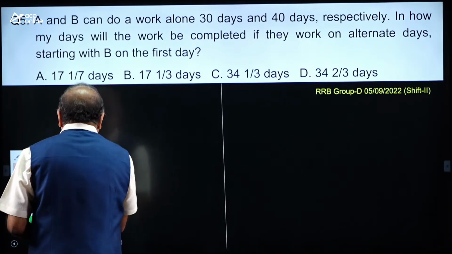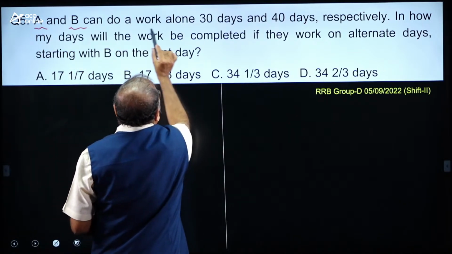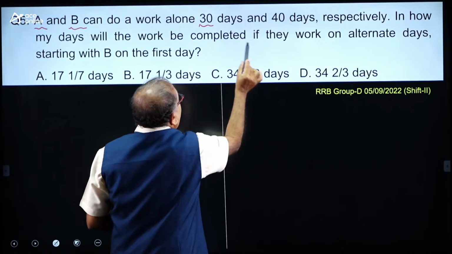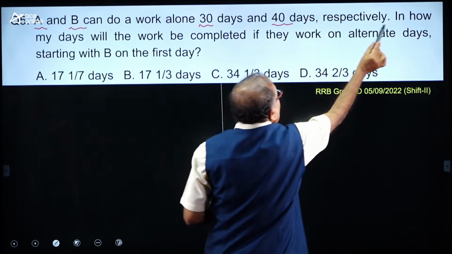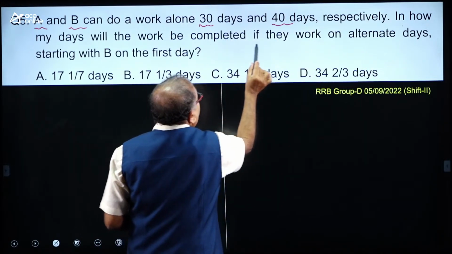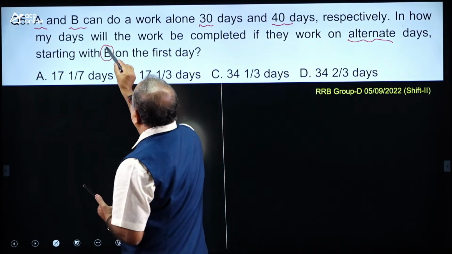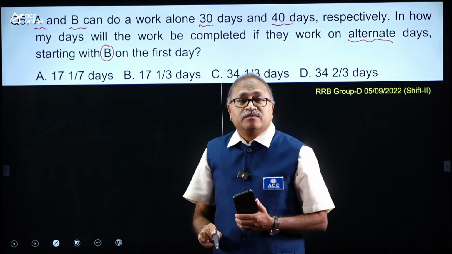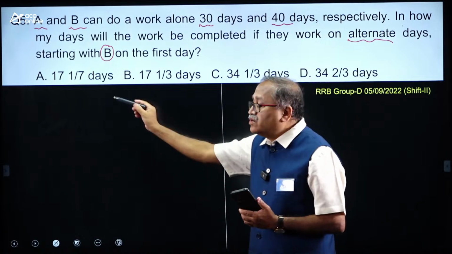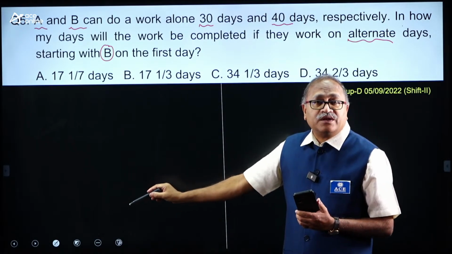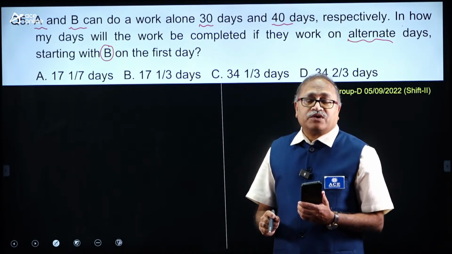Okay, what is the question here? A and B can do a work alone in 30 days and 40 days. It is an alternate day question. In how many days will they complete the work if they work on alternate days, starting with B on the first day? Okay, I will wait for 10 to 15 seconds and I will show you the way your competitor will answer it, and we will change the method, taking the advantage over our competitors.